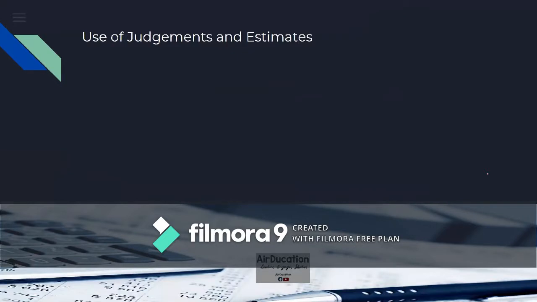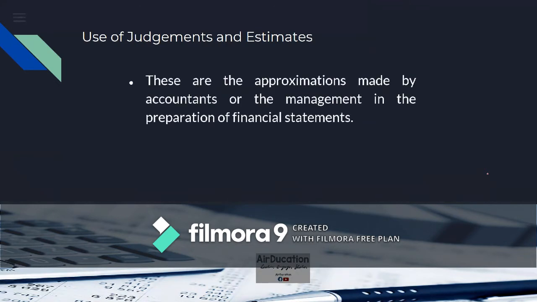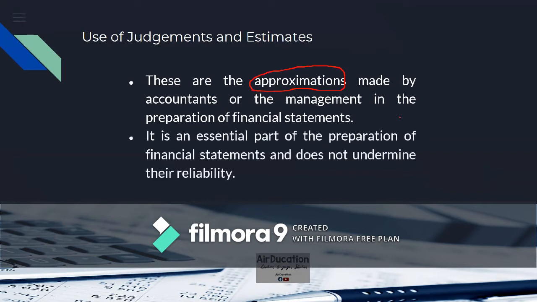How about the third one, the use of judgments and estimates? These are the approximations made by accountants or the management in the preparation of financial statements. In accounting, we also use approximations or estimates to measure the value of a particular account in a financial statement. It is an essential part of the preparation and does not undermine their reliability. But please take note that there are only a few accounts related to the use of judgments and estimates, because this principle or this concept should not be abused.